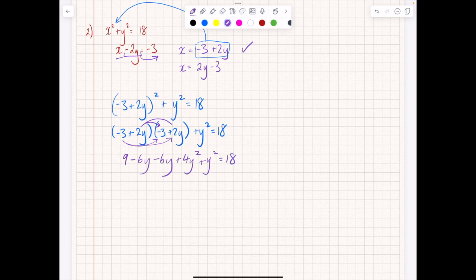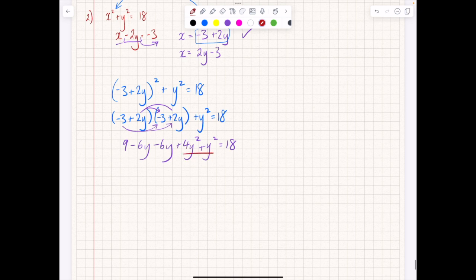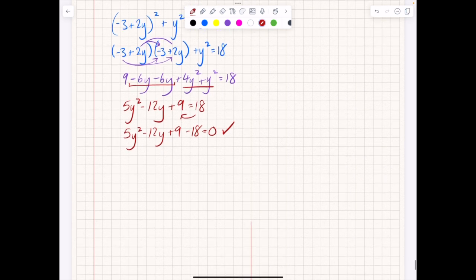So I've substituted in. Now collect your like terms. So we've got all my y squareds there. 4y squared plus y squared is 5y squared. Minus 6y minus 6y is minus 12y. And then that 9's there, plus 9 equals 18. Second mark, make it equal 0. 5y squared minus 12y plus 9 minus 18 equals 0. Another mark. Now, if I work that out, I end up having 5y squared minus 12y minus 9 equals 0. Now, I can't simplify any of that.